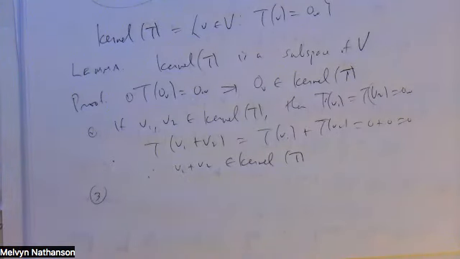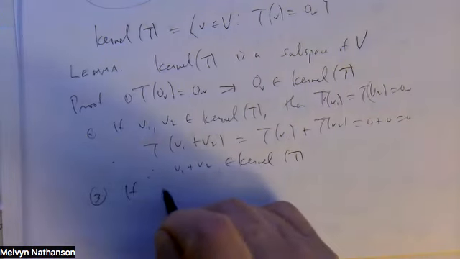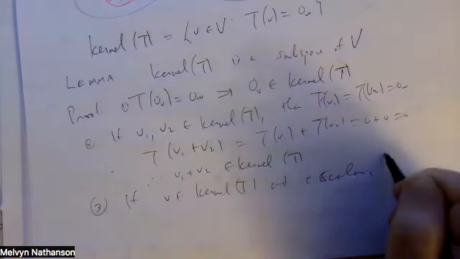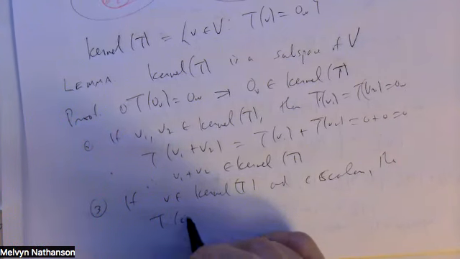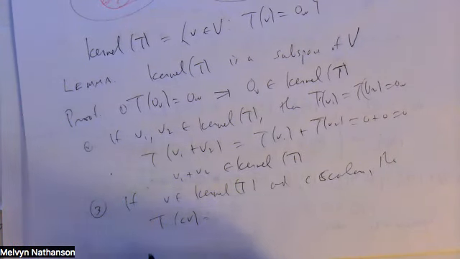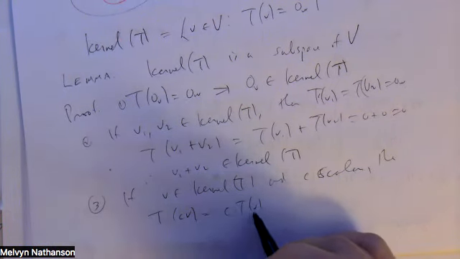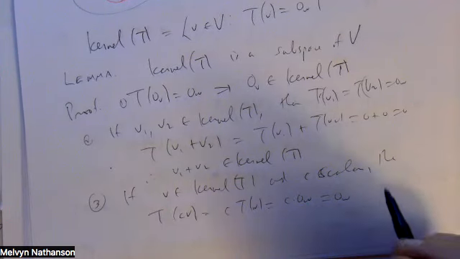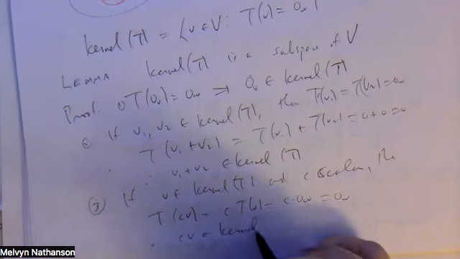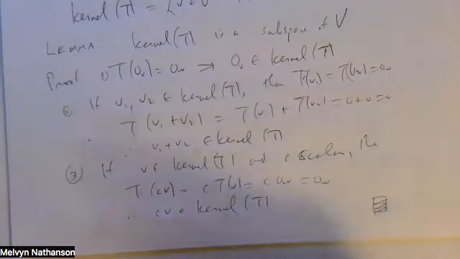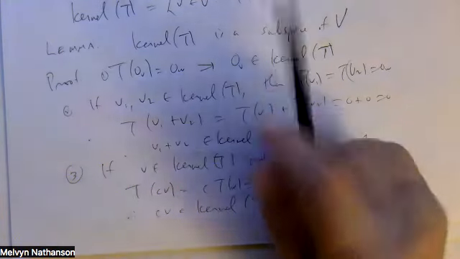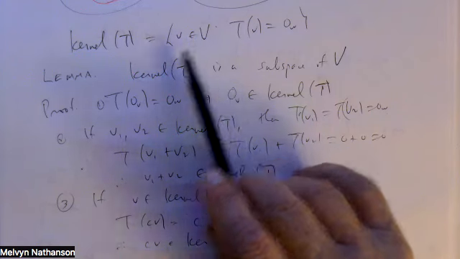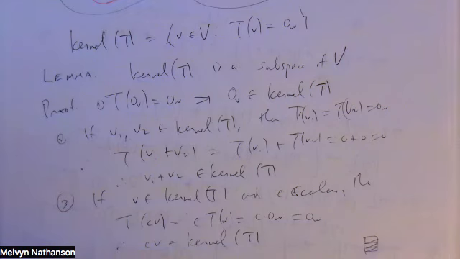So that's the second property a subspace has to satisfy, is closed under vector addition. And if v is in the kernel of T and c is any scalar, then T of c times v, because T is a linear transformation, T of cv is c T of v. But T of v is in the kernel, so T of v is zero, and any number times the vector zero is the vector zero. So therefore, cv is in the kernel of T. So the kernel of T, all the vectors that get mapped to zero, contains zero, is closed under vector addition, is closed under scalar multiplication. Therefore, the kernel of T is a subspace of V.